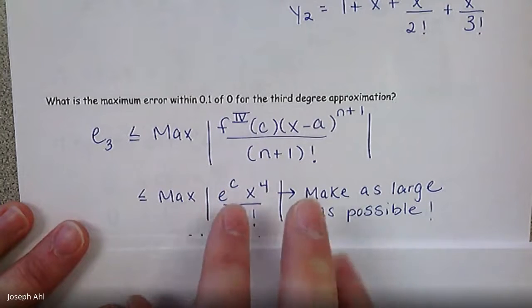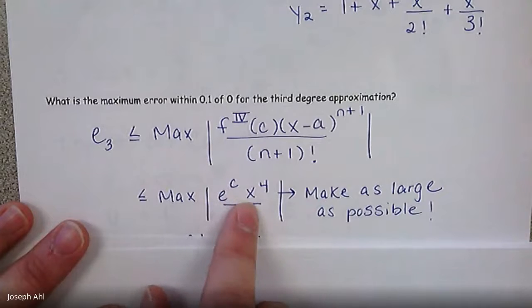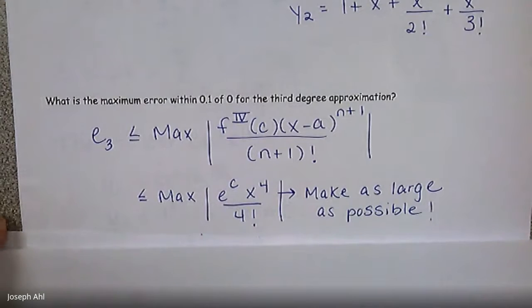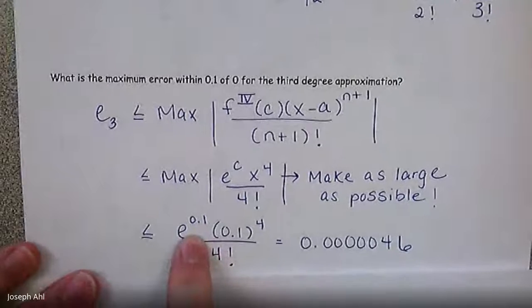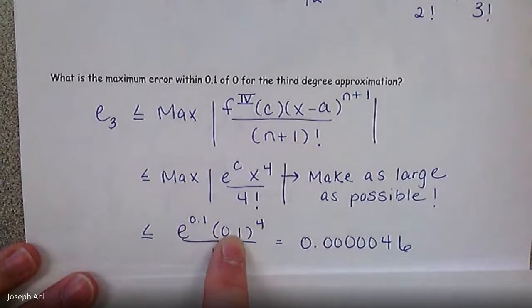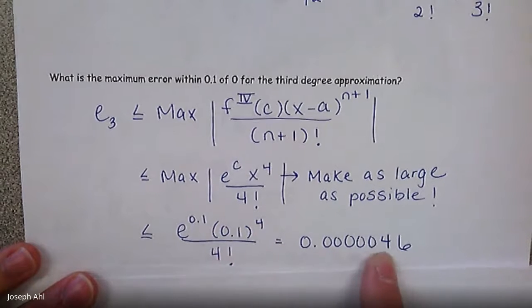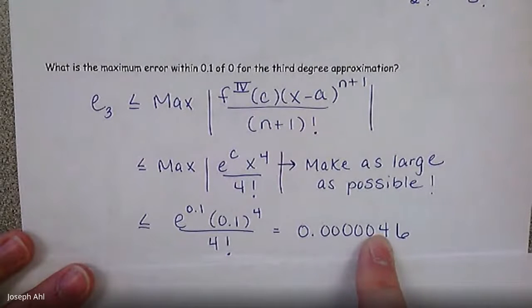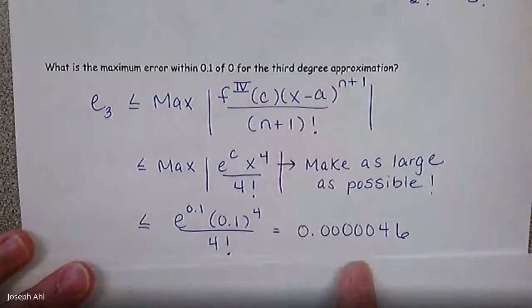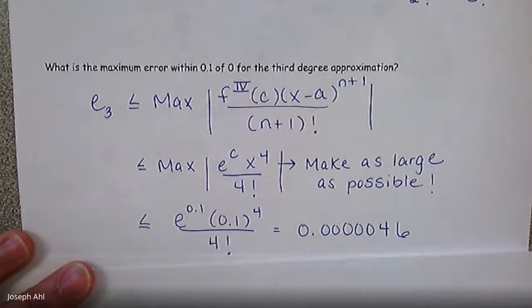Now, those sometimes change depending on the function that we're looking at, what I plug in for c versus what I plug in for x. But I'll remind you of that as we do more examples. So here's what the error calculation would look like. It would be that the error is less than or equal to e to the 0.1 times 0.1 to the fourth over 4 factorial. That's a really tiny amount of error. Okay, so to be within 0.1 of 0 for a third degree approximation, this is the maximum amount of error that we would expect to come up with.